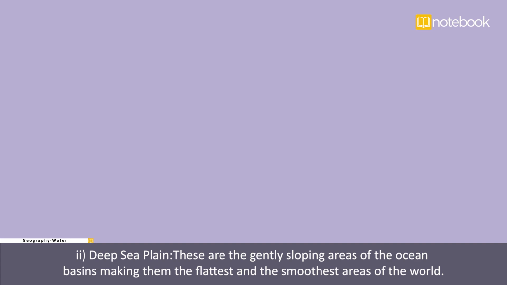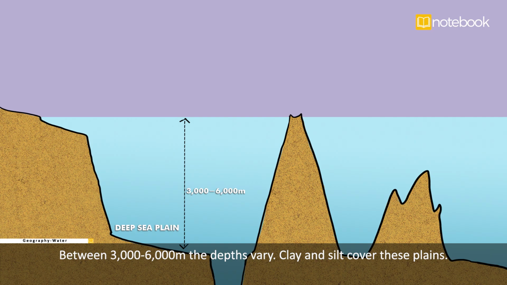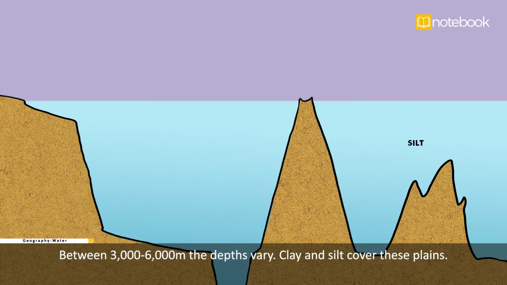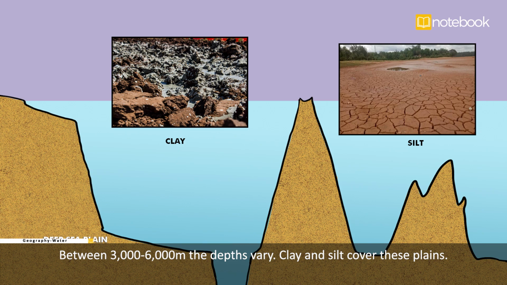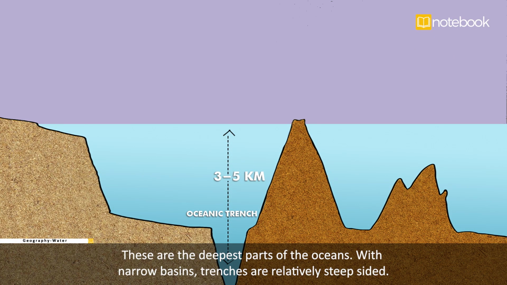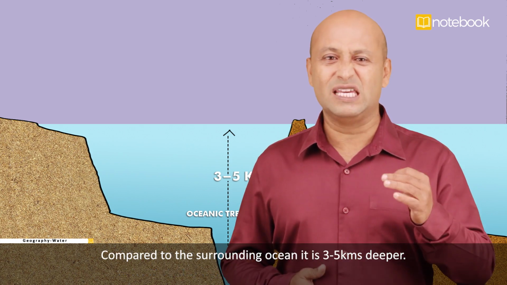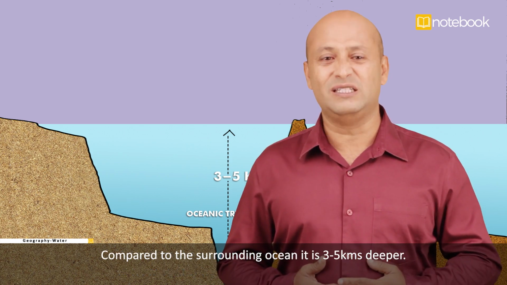Deep sea plain. These are the gently sloping areas of the ocean basins, making them the flattest and the smoothest areas of the world. The depths vary between 3,000 to 6,000 meters. Clay and silt cover these plains. Oceanic deeps or trenches. These are the deepest parts of the oceans. With narrow basins, trenches are relatively steep-sided. Compared to the surrounding oceans, they are 3 to 5 kilometers deeper.